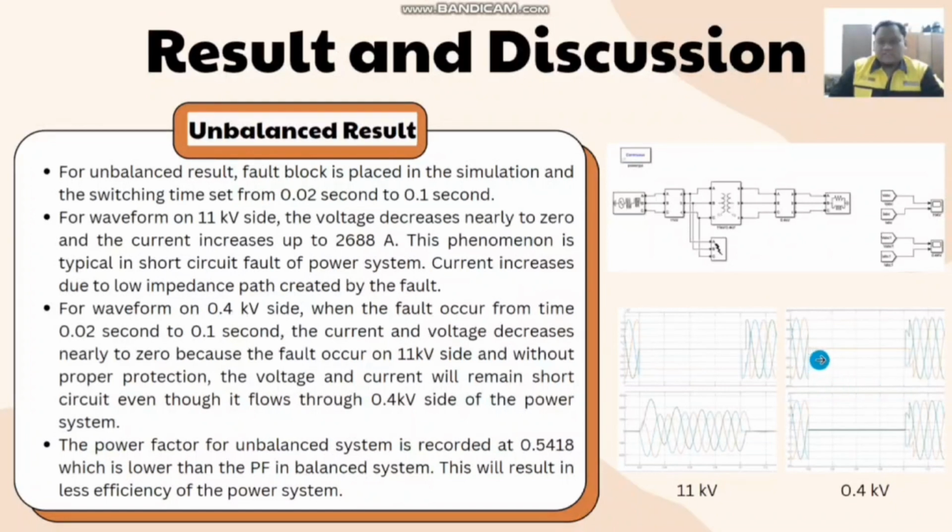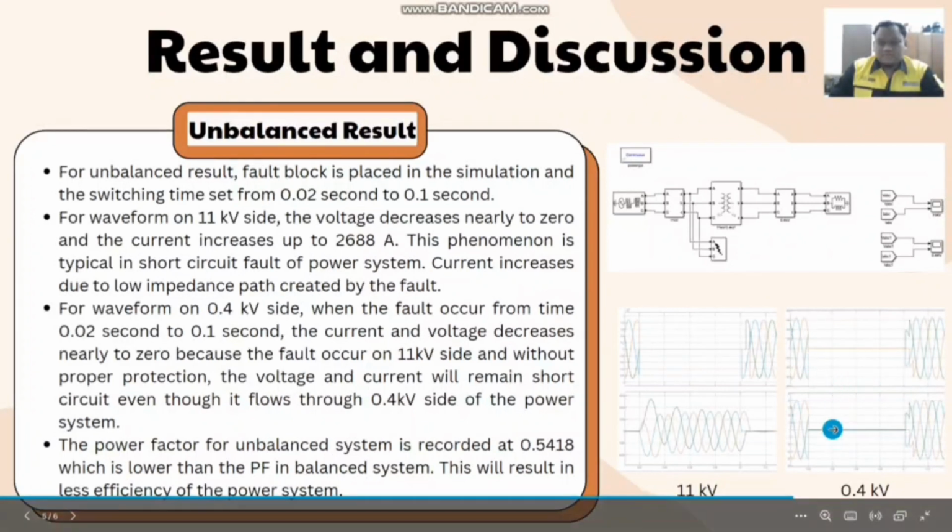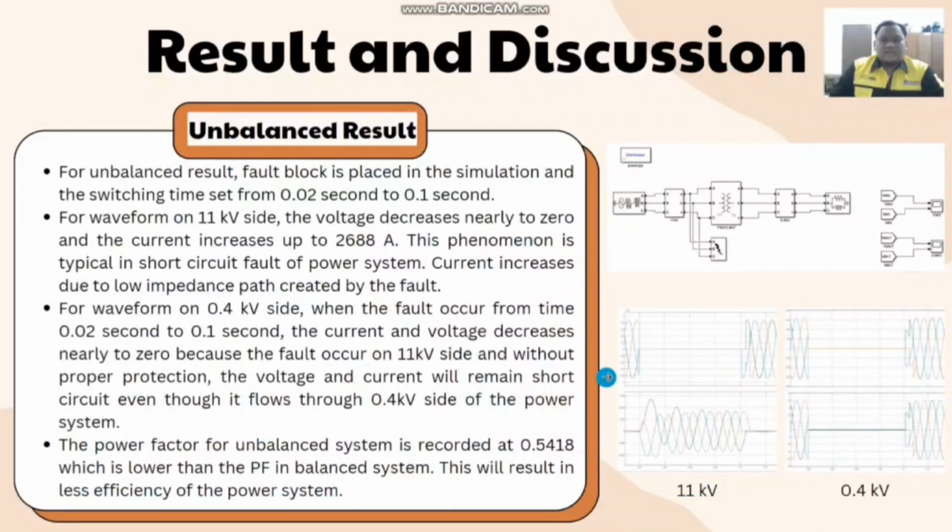That is why the voltage and the current remain zero on the 0.4 kilovolt side. And then for power factor, for the unbalanced result, the power factor recorded is 0.5418, which is lower than the power factor in the balanced system. So this will result in less efficiency of the power system. And that's all from me.